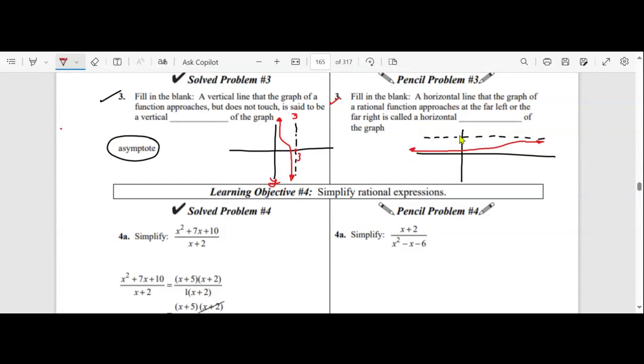So how much is the value here? Let's say this is 5, and this is the x-axis. The horizontal line that the graph of a rational function approaches at the far left and the far right is called the horizontal asymptote. So here it doesn't touch the x-axis, and it doesn't touch 5. Is that clear? Move on.